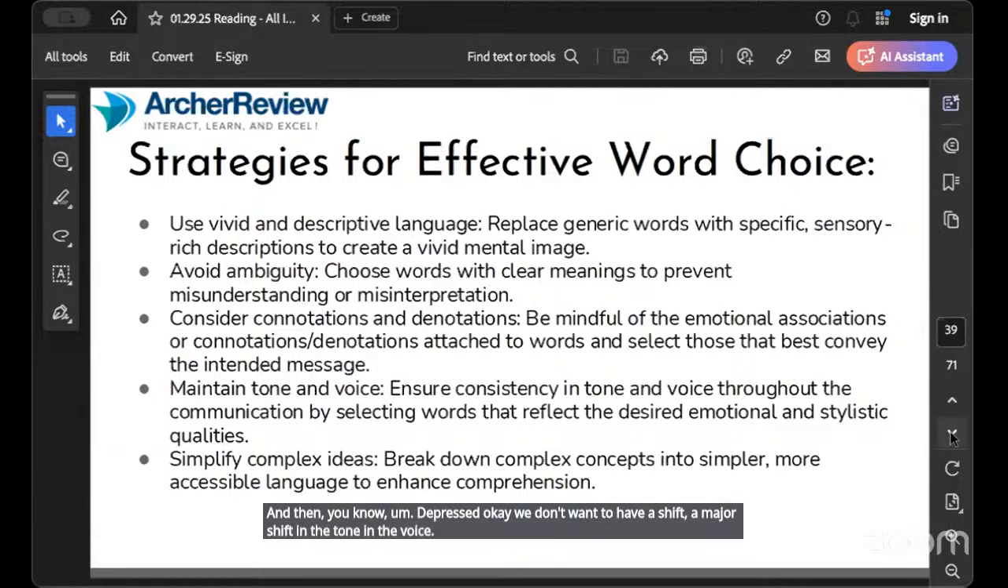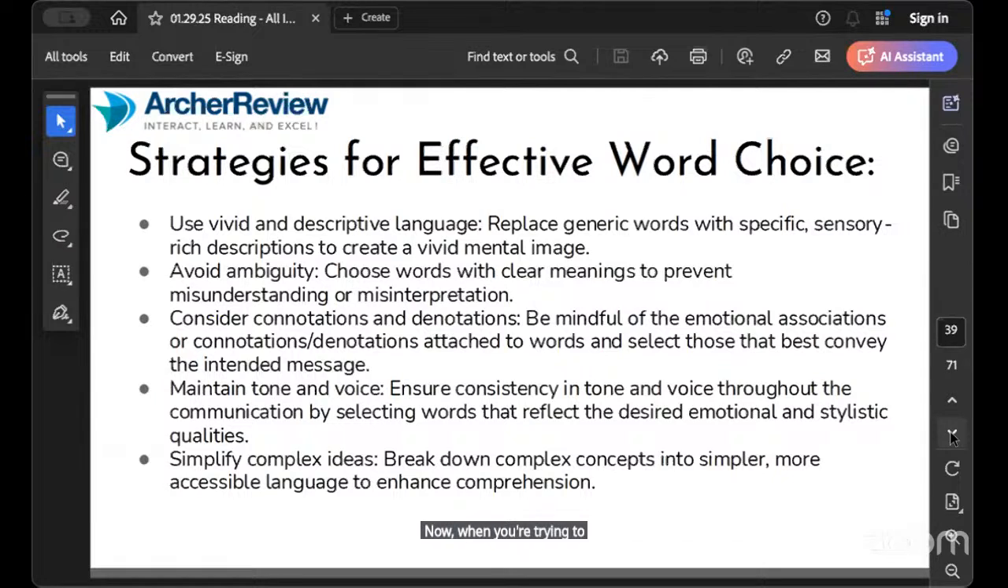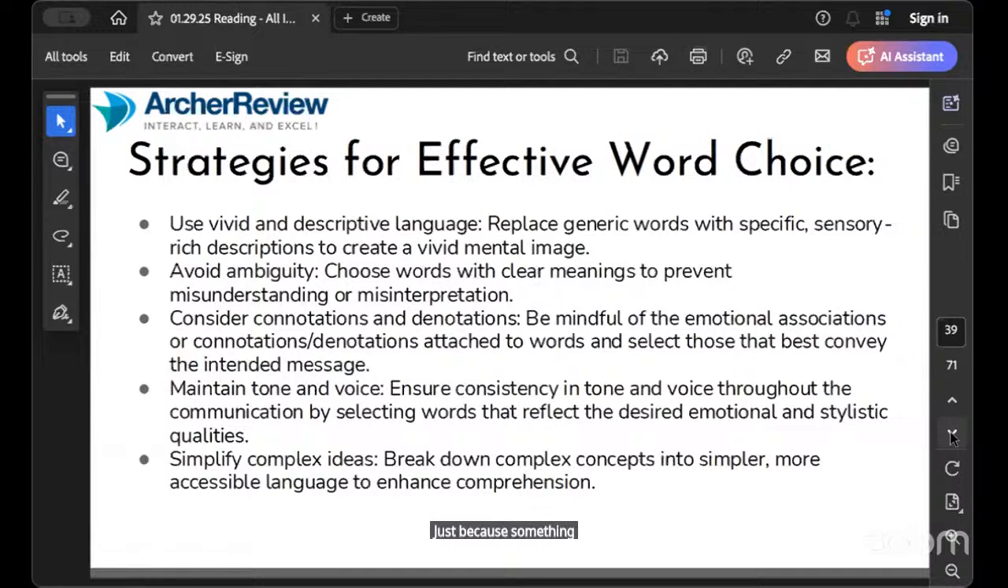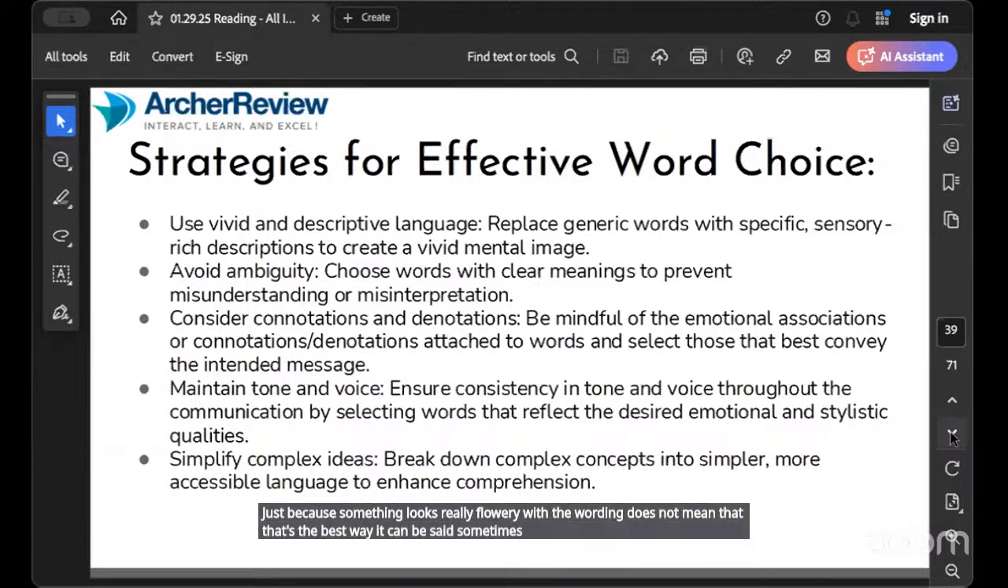Now, when you're trying to determine if something is worded the best it can, make sure that you break down those complex concepts into more simpler, more accessible language. Okay. Just because something looks really flowery with the wording does not mean that that's the best way it can be said. Sometimes, short, sweet, and simple to the point is the best way to say it.